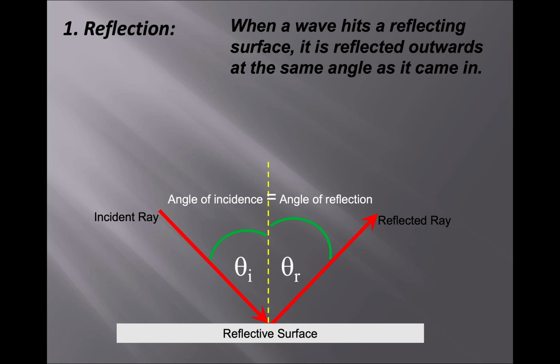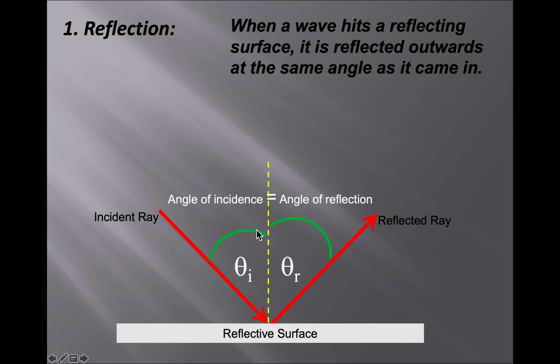When a wave hits a reflecting surface, it is reflected outwards at the same angle as it came in. So if you have some sort of surface here, for example, if this is a mirror, there's a term here that I want you to be familiar with. This yellow dotted line here is called the normal. And normal is basically, in math and science, referred to as being perpendicular. And so this line is perpendicular to the surface. So the incident ray is the incoming ray. In other words, if you're shining a light bulb or laser at a mirror, this is the incoming ray. So they call this the incident ray. When it strikes the surface and bounces off of it, that's your reflected ray.